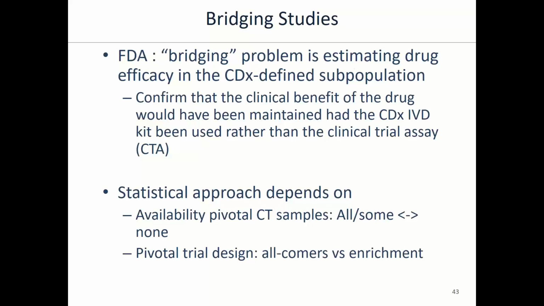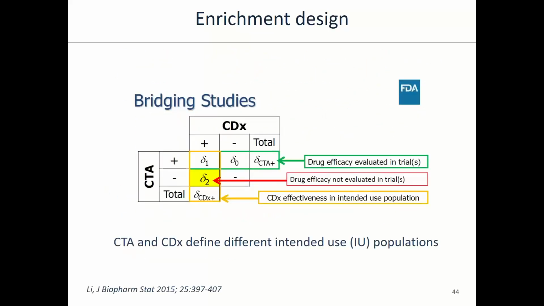There are many different statistical approaches to go about for these bridging studies, and choosing the right approach really depends on the availability of the clinical trial samples and also on the pivotal trial design. Was it an all-comers design or an enrichment design? And I will remain in the example of the enrichment design to show you what this bridging study could look like.